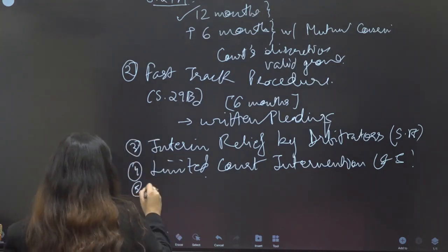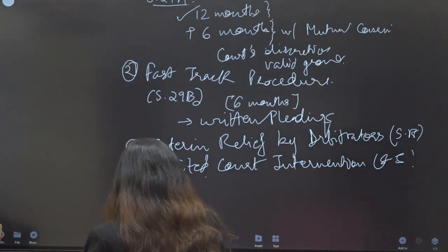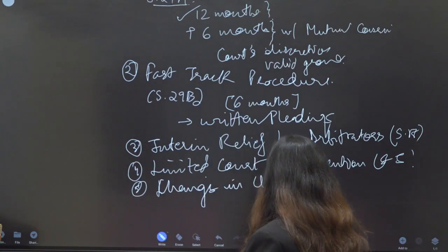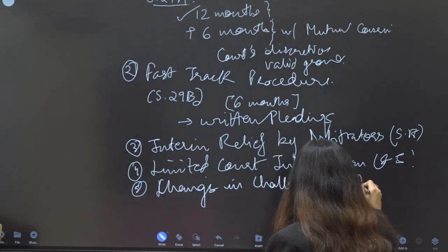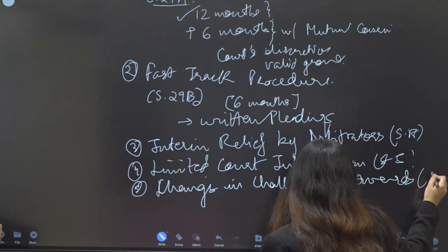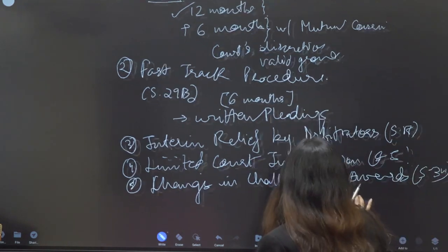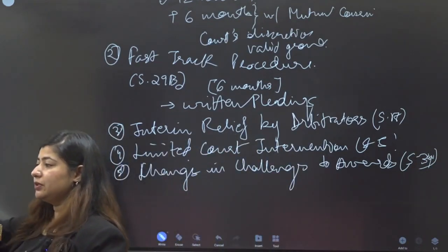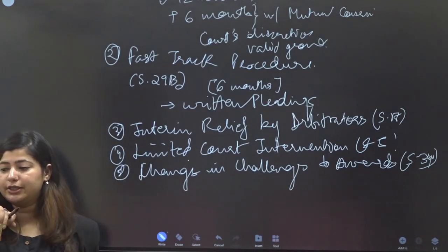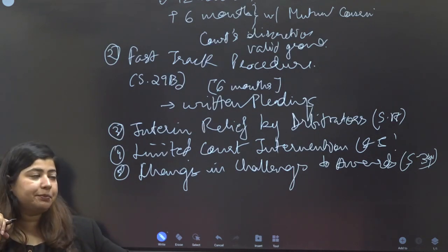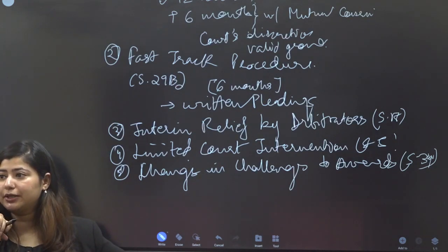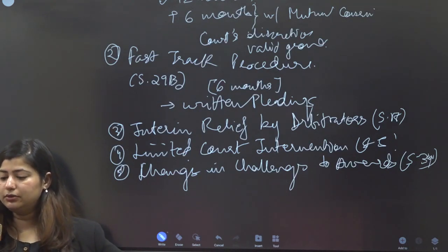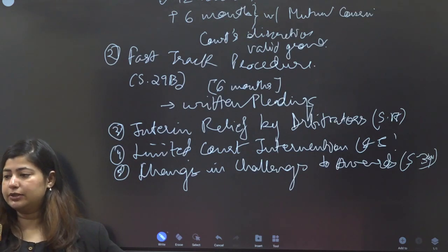Okay. Fifth change is changes in challenges to award. Section number 34 was amended. Section 34: the ground of public policy was narrowly interpreted to set aside awards.